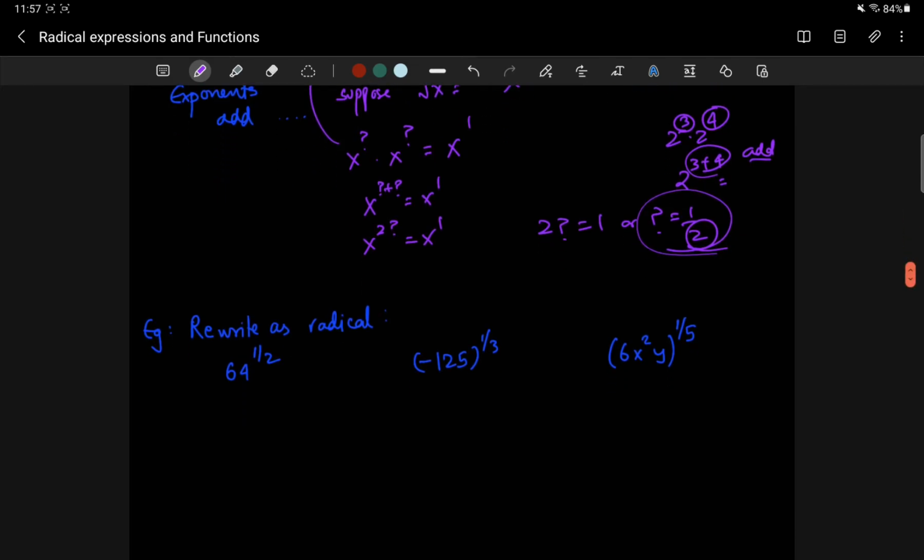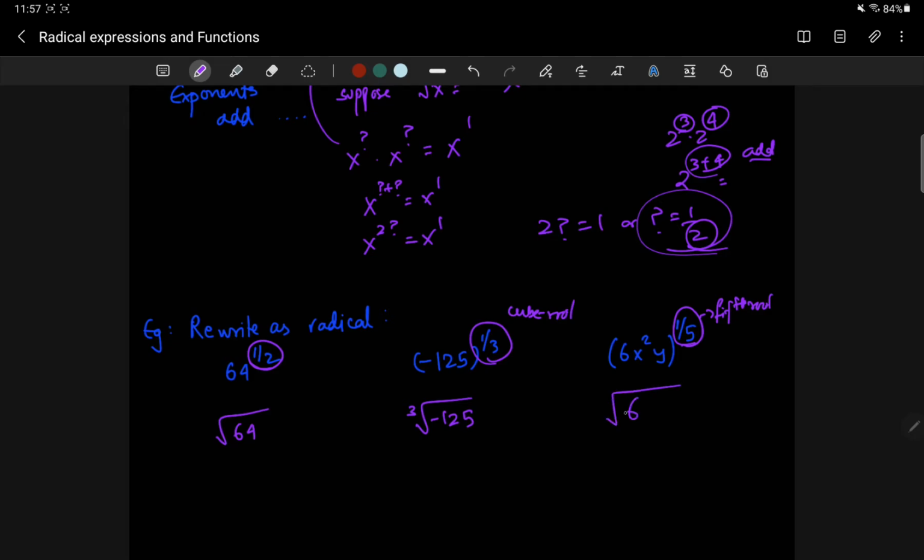So for example, let's quickly rewrite these as radicals. 1/2 means it's the square root of 64. We're not going to simplify it for this problem. 1/3 means it's the cube root, so this is cube root of negative 125. 1 over 5 means it's the fifth root. As a radical, I use the same symbol, but right now that means square root, so I need to put a 5 in here to indicate in the radical notation that it is the fifth root.